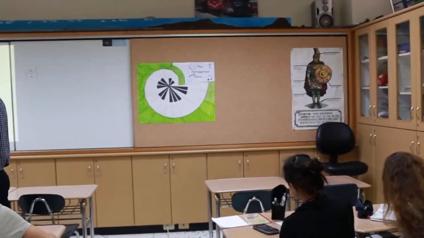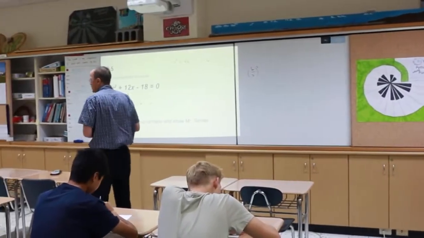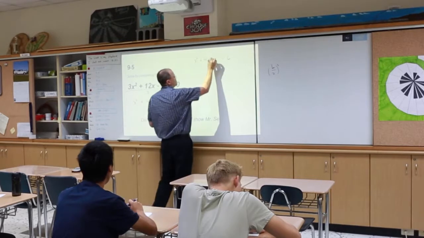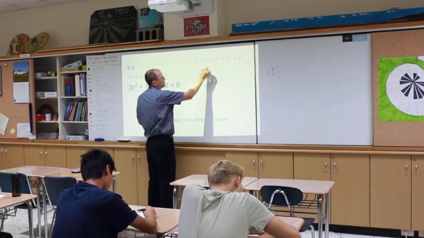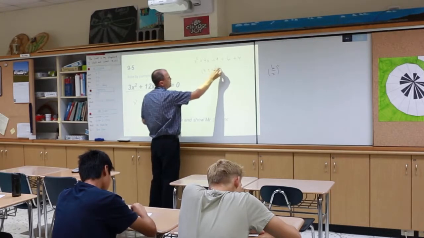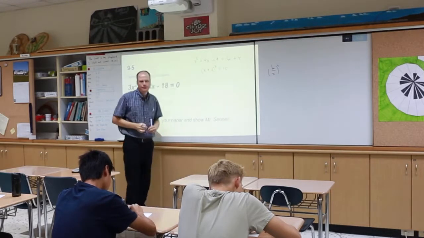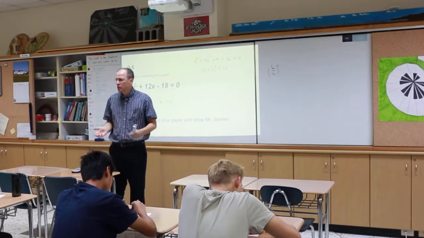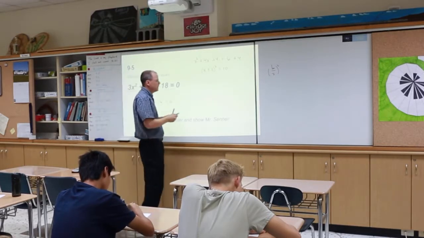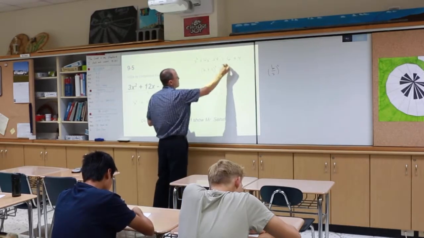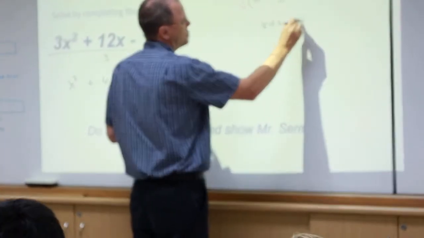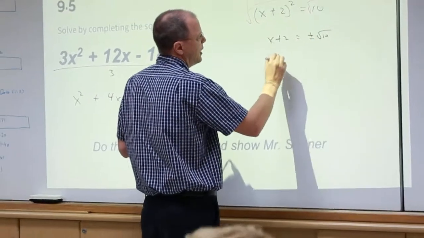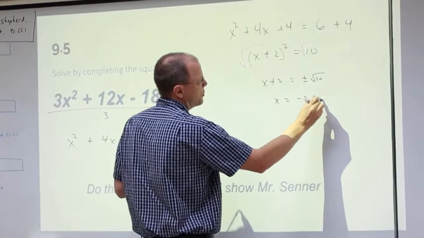Going good? Okay, so 4 divided by 2 is 2, 2 squared is 4, so you're adding 4 to both sides. So this becomes x plus 2 squared equals 10. Square root of both sides. So you get that. So x plus 2 equals plus or minus square root 10. x equals minus 2 plus or minus square root 10.